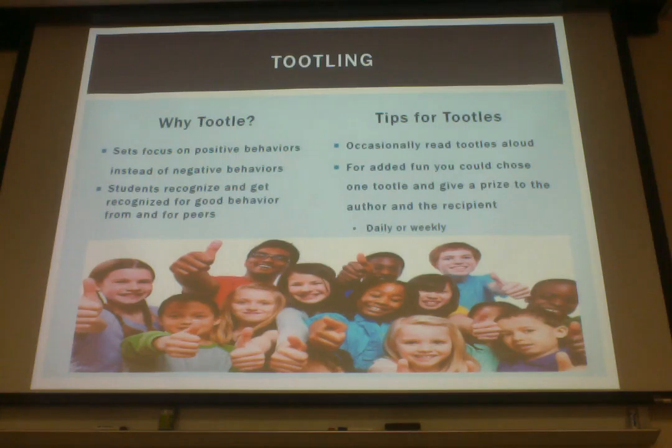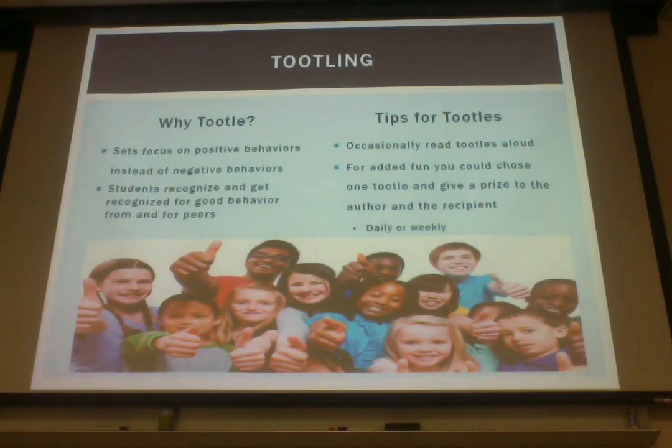And while the students are looking for these positive behaviors in their peers, they're less likely to be doing the negative behaviors that you don't want them to be doing. So another way that we can keep these kids involved in doing these positive behavior recognitions is you can occasionally read the Toodles out loud. You want to know what the students are recognizing each other for, and the students want to hear too. It gives them ideas for what they can recognize their peers for. It also is reinforcing for them to hear you read out loud the things that they've done throughout the day.